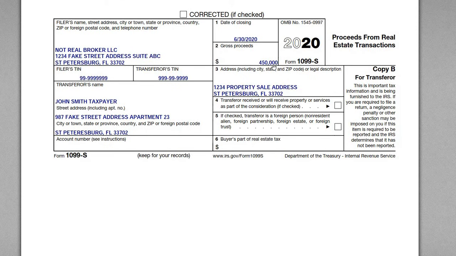Date of closing, the gross proceeds from the sale are $450,000, and John Smith, taxpayer. The transferor is the seller. Okay, so John is the one that sold the property. Here's the physical site address for the property. And again, he sold it for $450,000. So what does John need to do with his tax return?